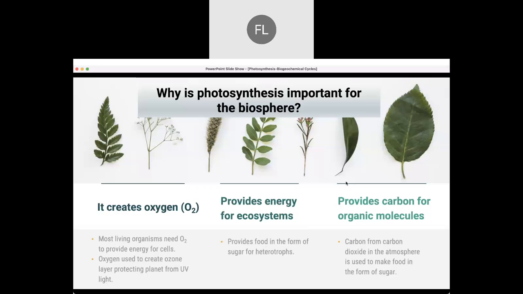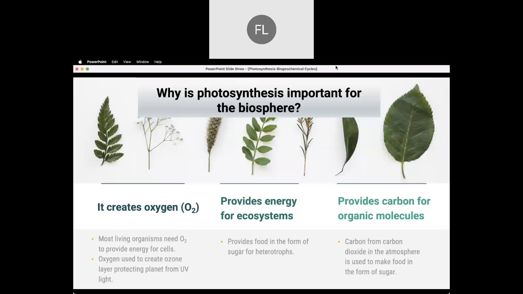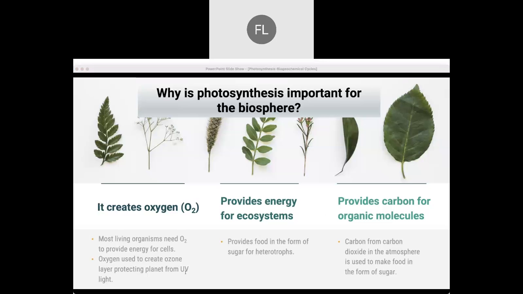And finally, photosynthesis provides carbon for organic molecules. Now, this concept is a little more difficult, and I'm not going to go into a lot of the chemistry here. But in photosynthesis, the carbon from carbon dioxide, which is CO2, is taken from carbon dioxide and it is used to make sugar. So any molecule with a lot of carbon in it can be used as an energy source. Like our fuel, petroleum and oil, is really a bunch of carbons bonded to hydrogen.